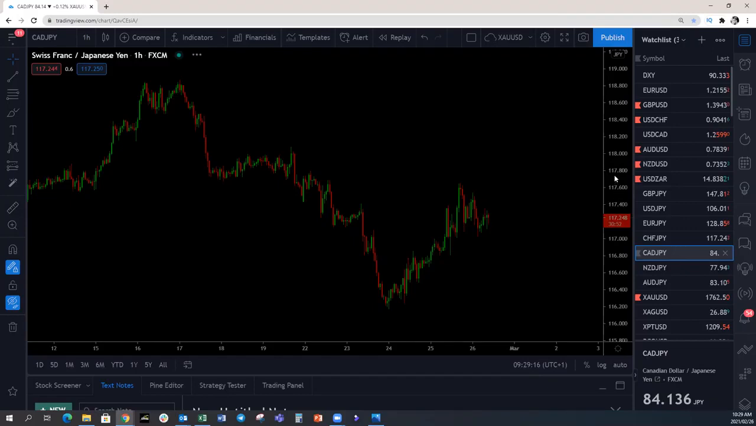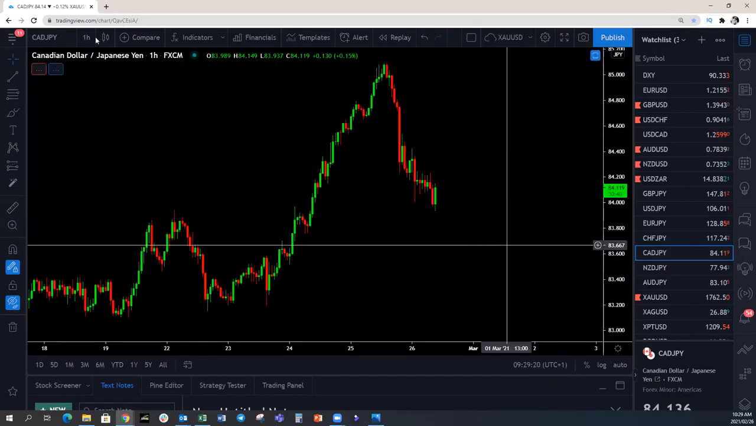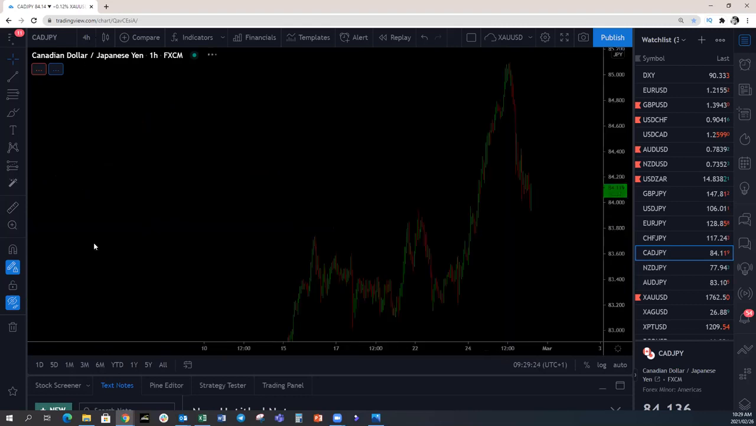Okay, the yen, a pullback finally. We've just been looking for continuation patterns to the upside. So finally, we're getting some decent pullbacks. If these pullbacks are reversals, we will be able to trade them because the indicators will confirm the reversal. Let's have a look at the 4-hour on CAD yen.